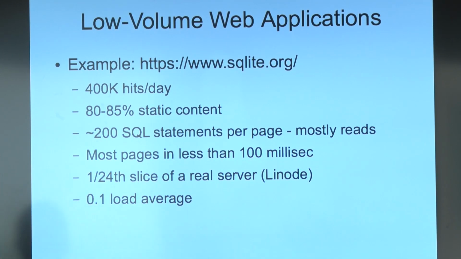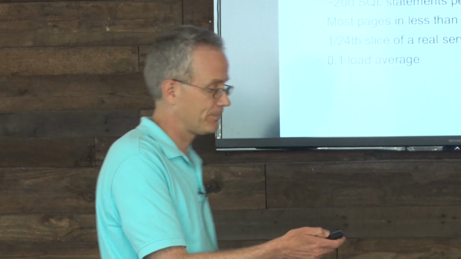The dynamic pages are about 200 SQL statements each, and we're running on a 1/24th slice of a server, and our load average is rarely above 0.1. So there's lots of room to grow here. For smaller websites, SQLite works great. The rule of thumb is when you're ready to go to 2 servers to run your website, that's the point you need to switch over to a client-server database.